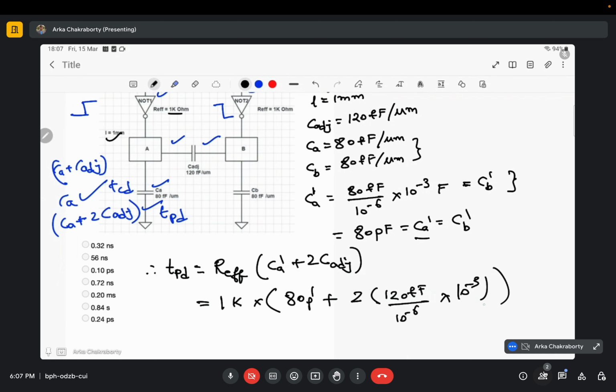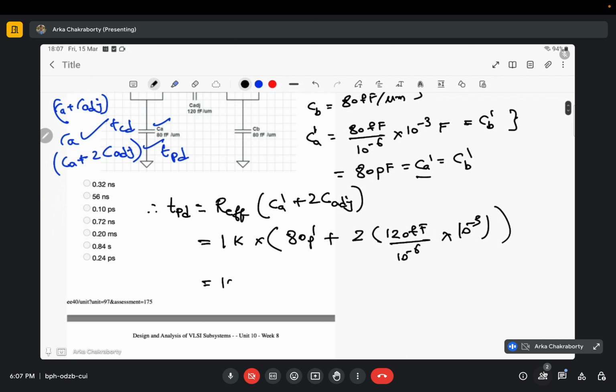So this would come as 10 to the power 3 into 80 pico plus 2 into 120 pico, so 240 pico. So it will be 320 pico. So 10 to the power 3 into 320 pico. So it would come as 320 into 10 to the power minus 9 seconds, or 0.32 microsecond.